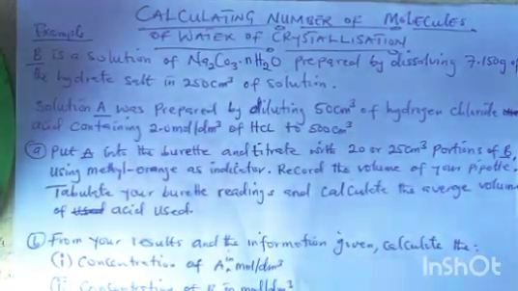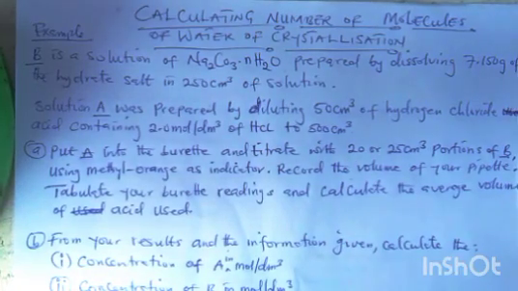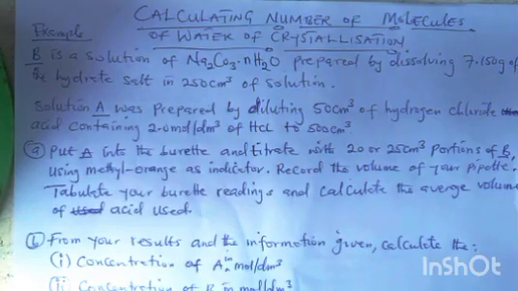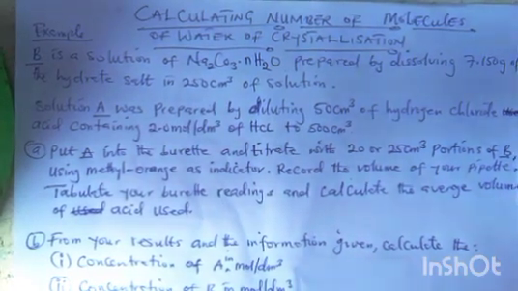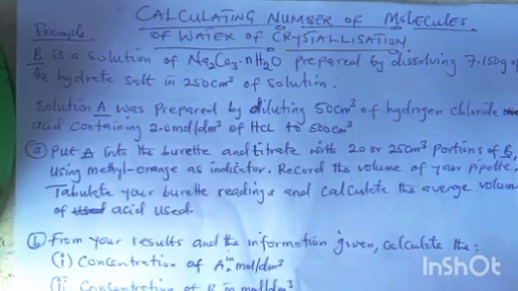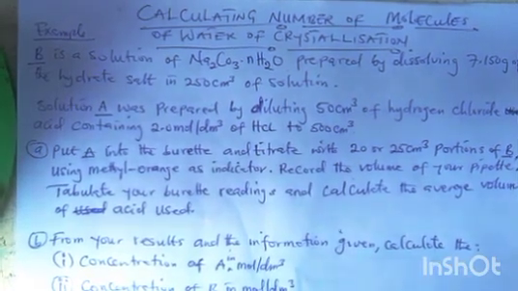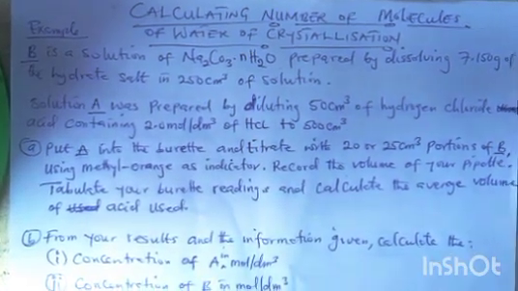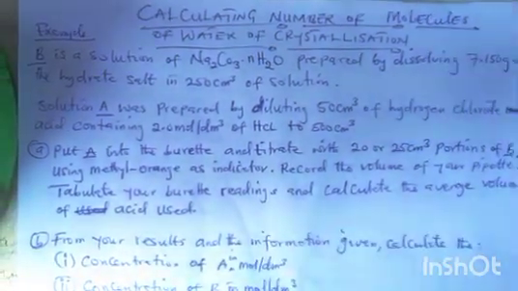Now, number 1, put A into the burette and titrate with 20 or 25 centimeter cube of the portion of B, using methyl orange as indicator. Record the volume of your pipette. Tabulate your burette reading and calculate the average volume of acid used. B.